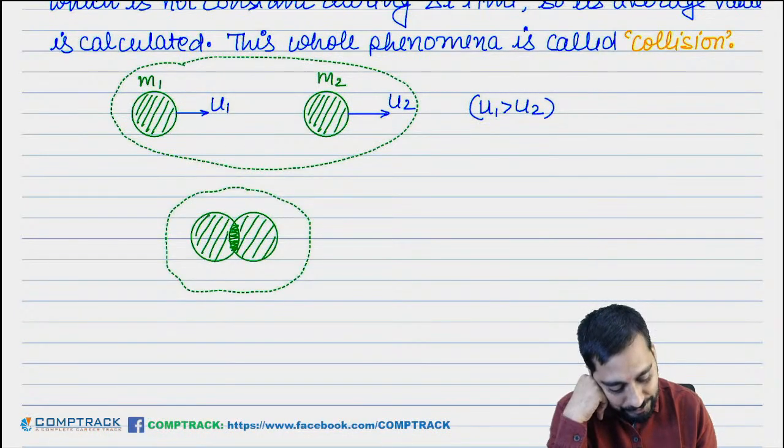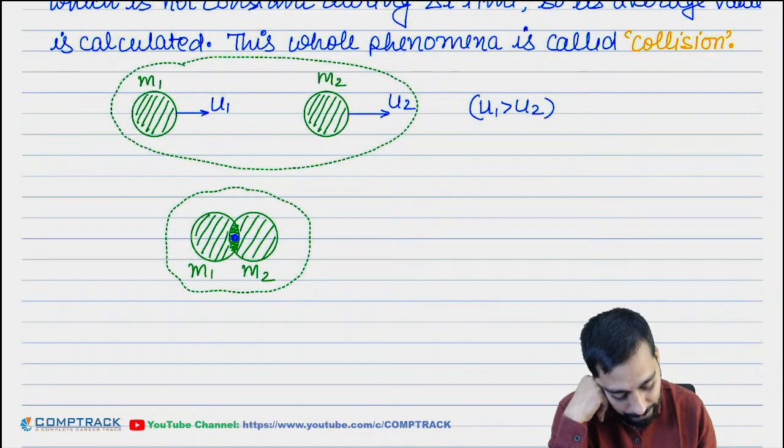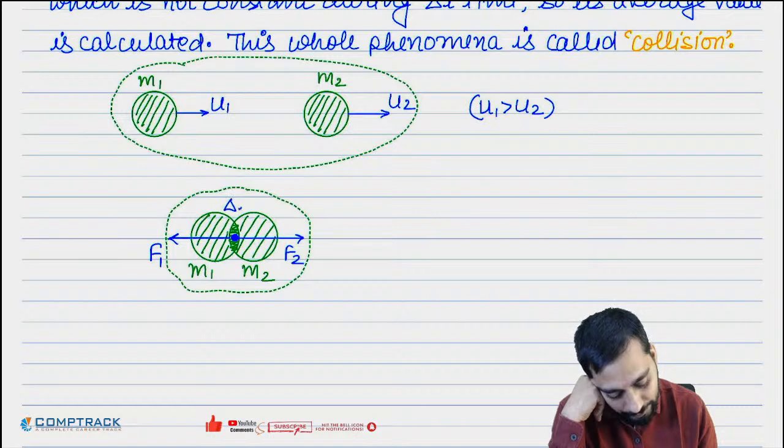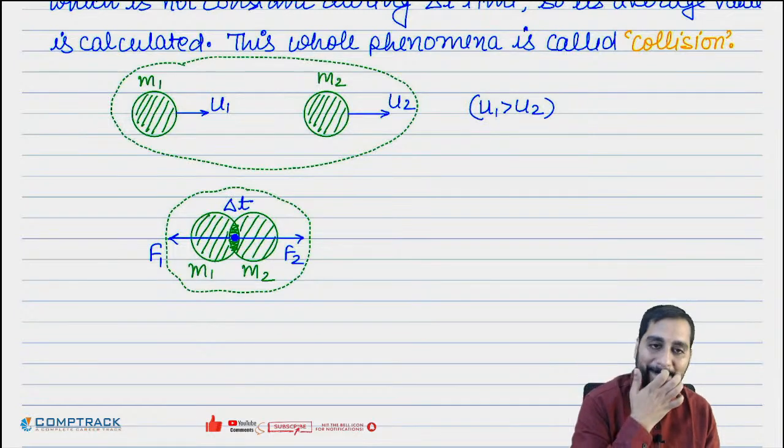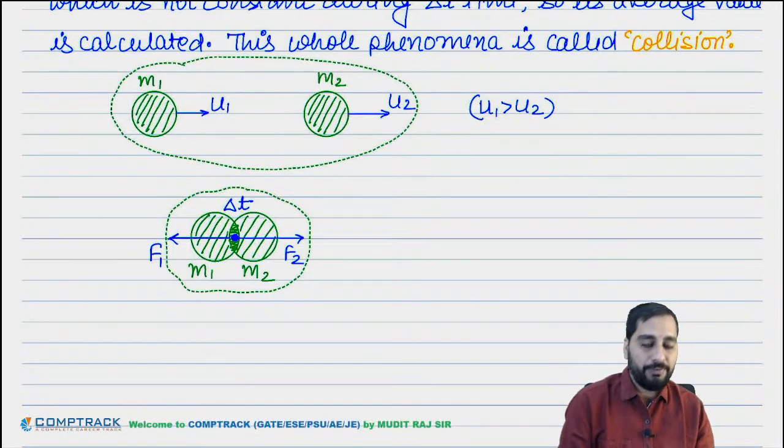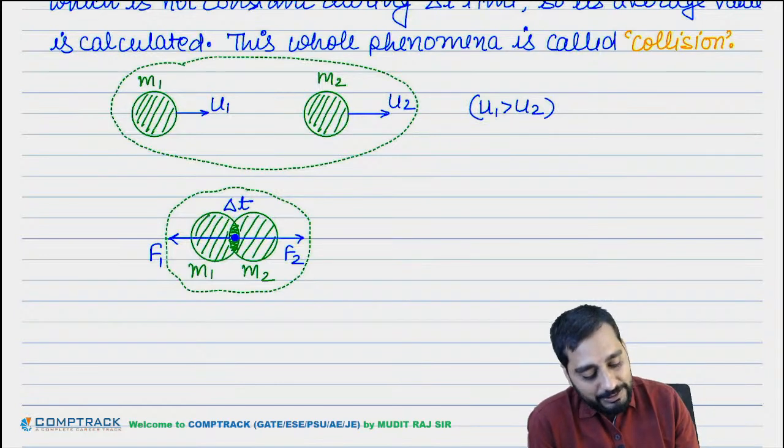So when they are striking like this, a large impact force will act. On body 1, the force F1 will act on the left side. On body 2, the force F2 will act on the right side. And they are in contact only for delta T time, a very short interval of time. So this F1 and F2 will actually be equal.